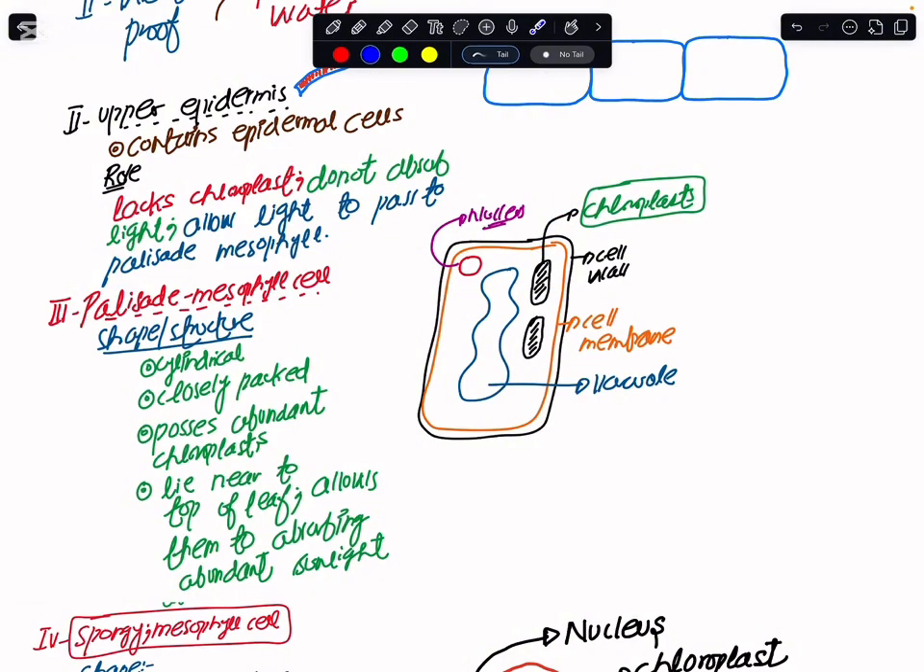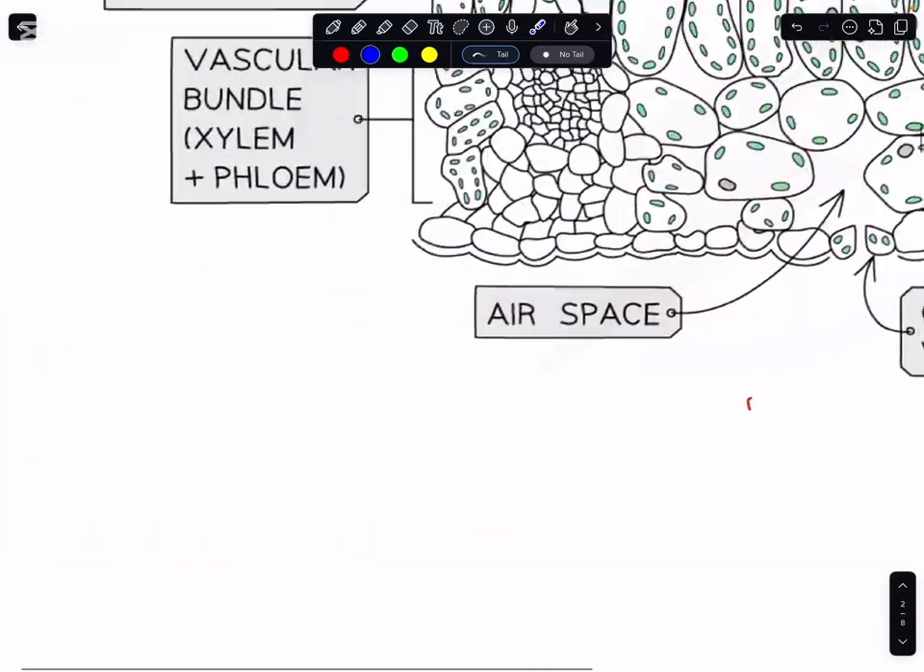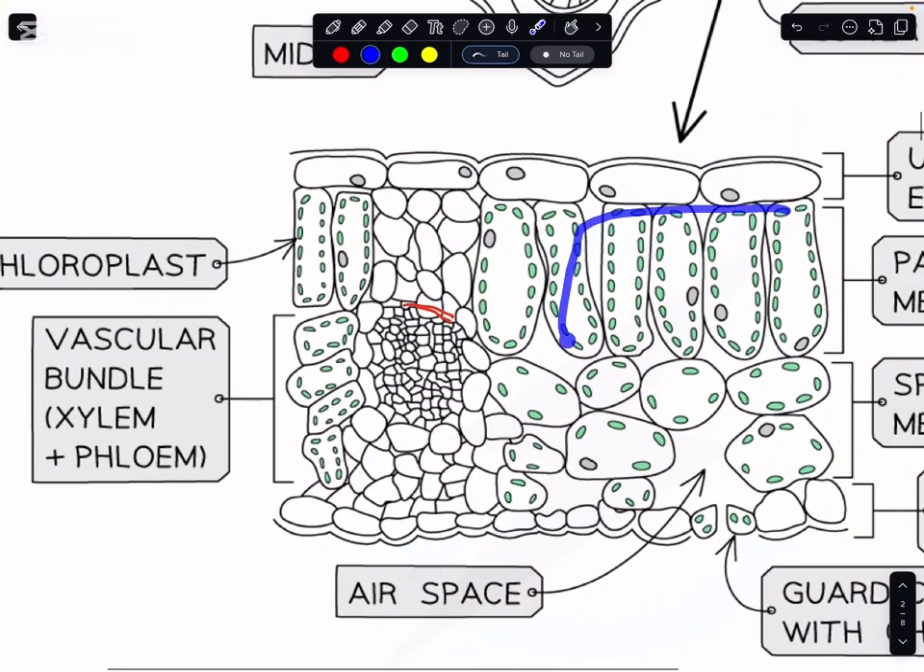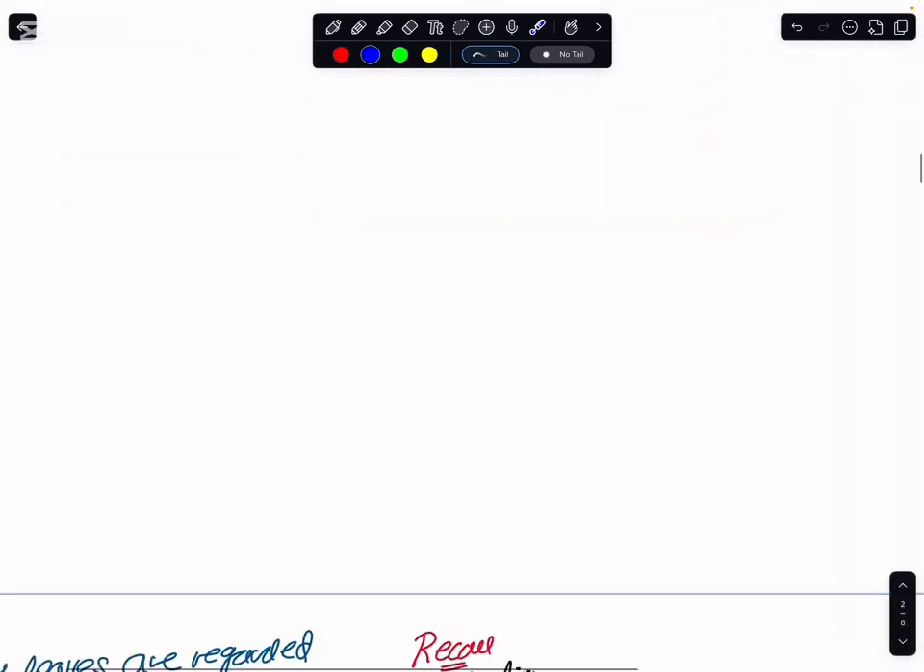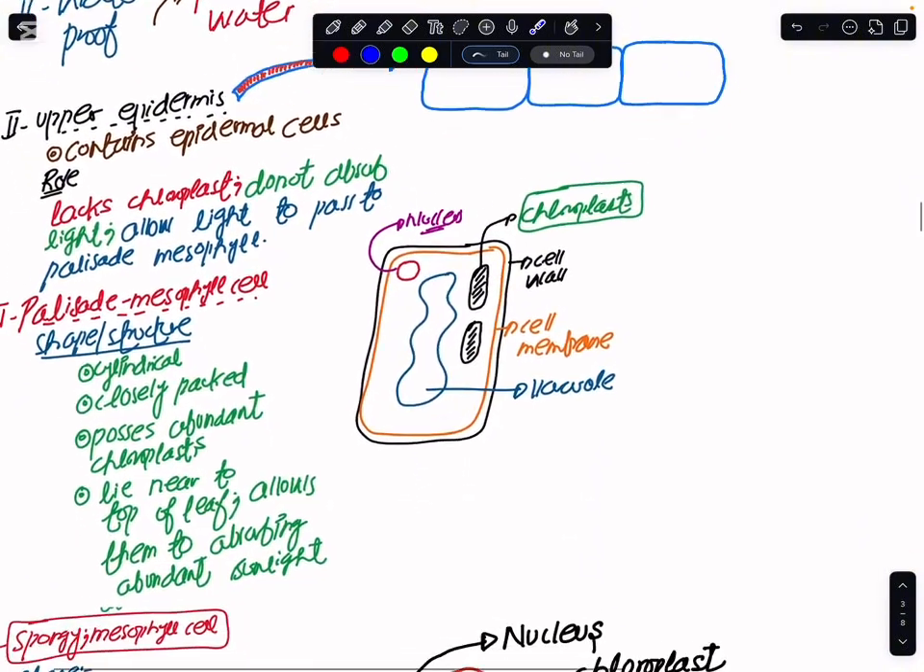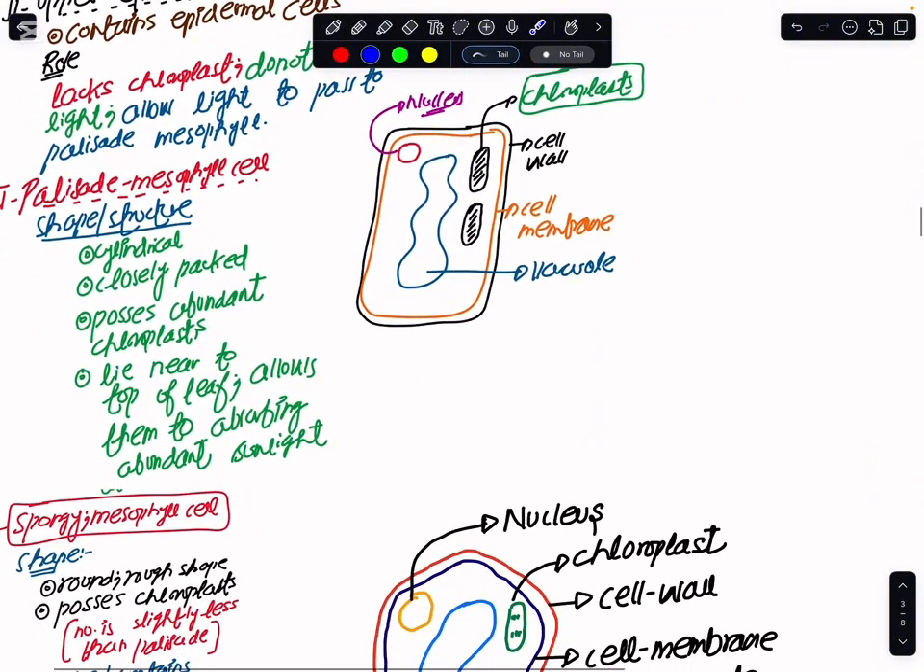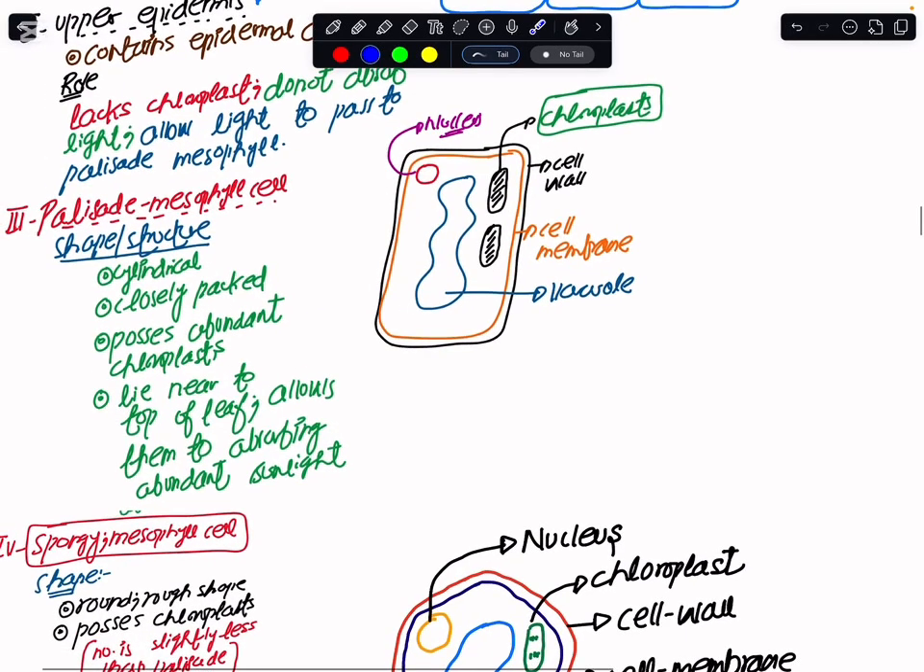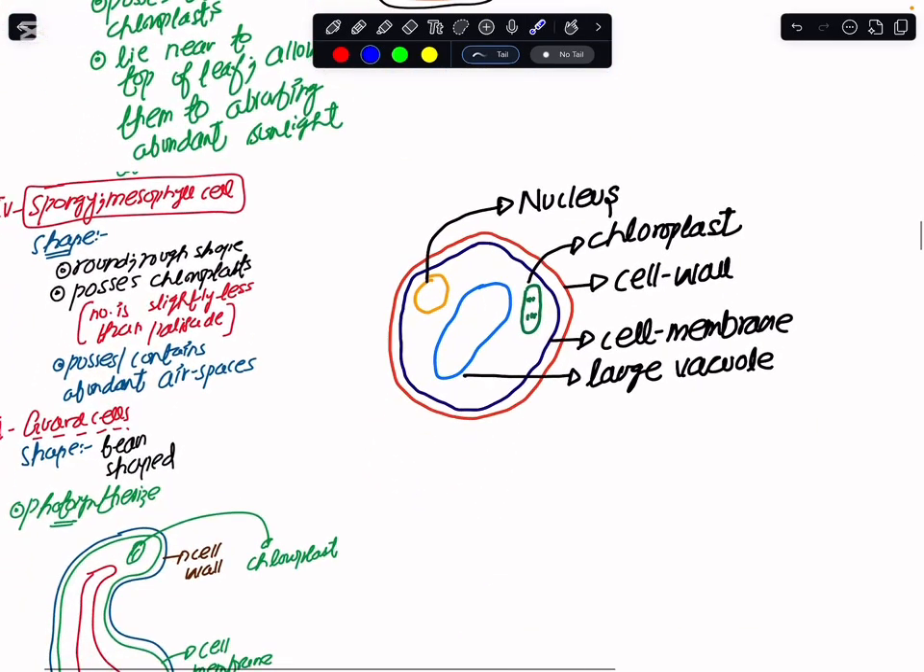For the shape of the palisade cells, what we need to know is that they overall are cylindrical, and as we have seen in the above diagram, these palisade mesophyll cells are also closely packed. And other than that, they have abundant chloroplasts, and so that allows them to absorb the maximum sunlight, and they are located near the top of the leaf. So that again increases their exposure to the sunlight. Now, moving onward, here what we have got next.